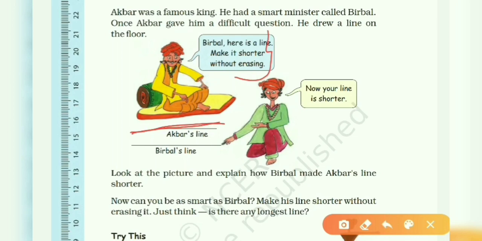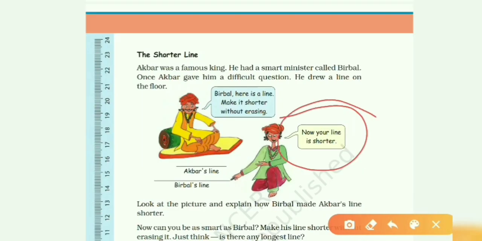And Birbal has to make it shorter without erasing the line. Now next, this is the picture of Birbal, okay? What is Birbal saying? Birbal is saying that now your line is shorter. Birbal drew a line which is longer than Akbar's line.